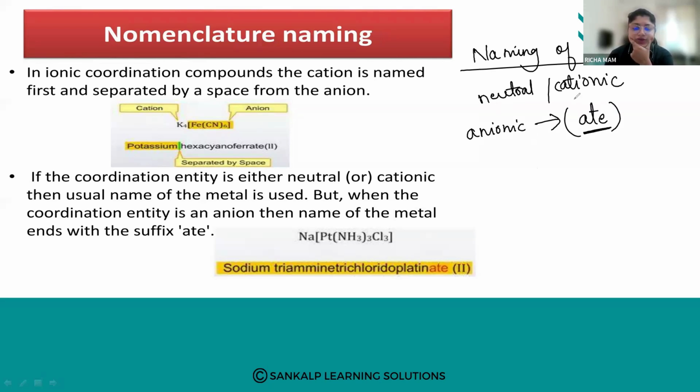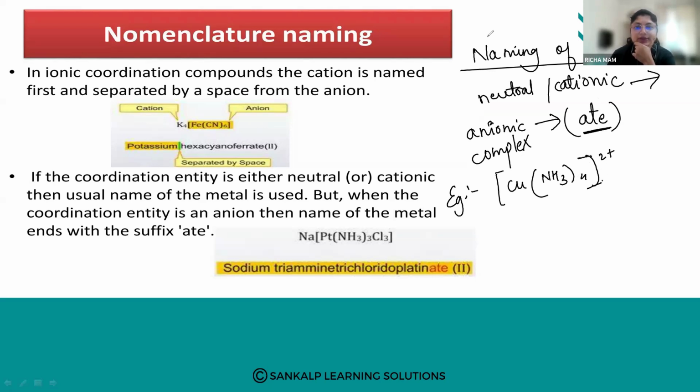So if you have neutral or cationic, then you write the name of the metal itself without any change. But if you have an anionic complex, then the name of the central metal ion will end with ate. Let us see an example, then you will come to know. Please note down these examples: [Cu(NH3)4]2+. Suppose this is a complex.